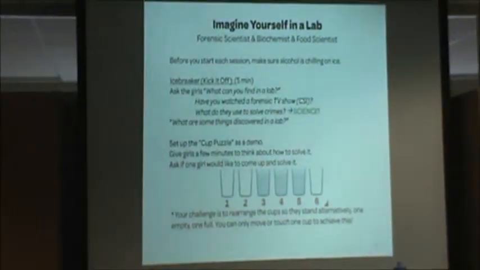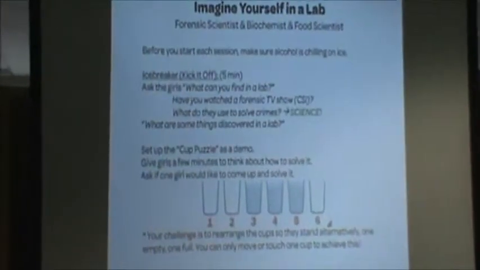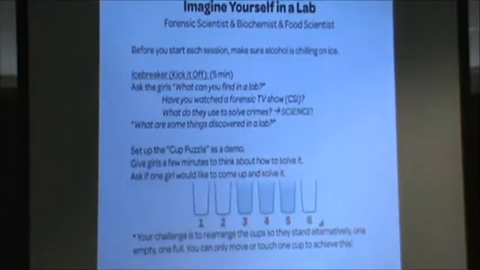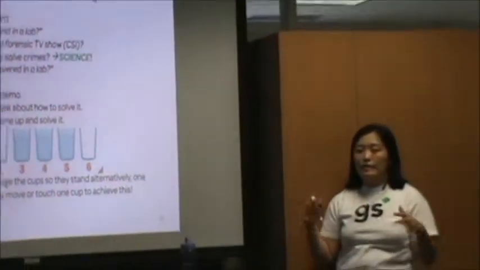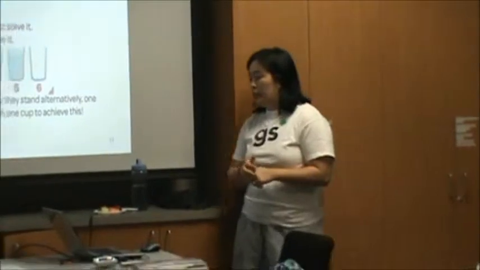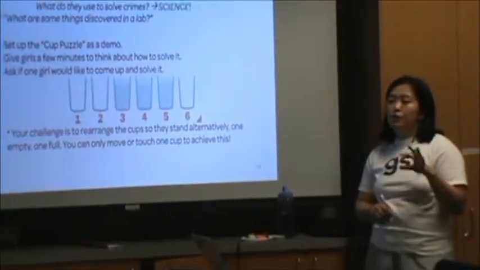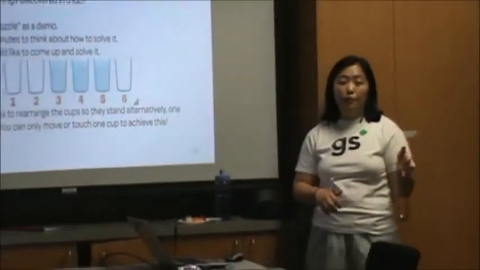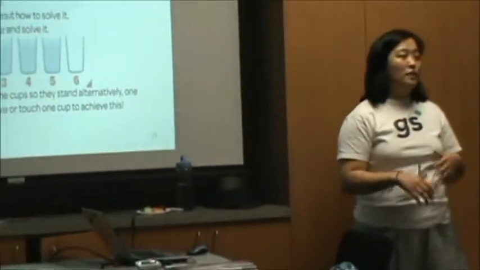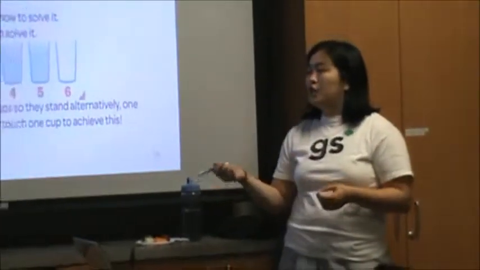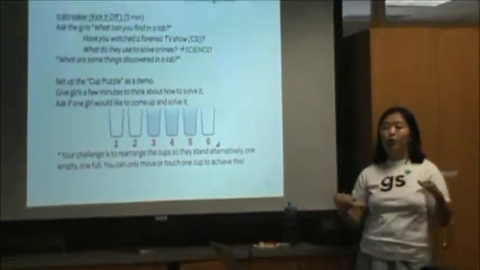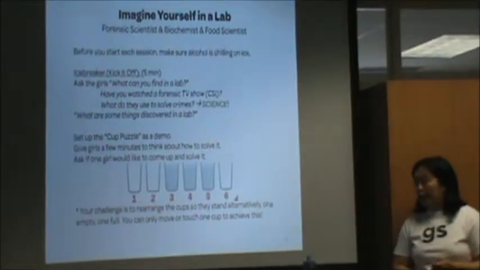So in this module, it's called Imagine Yourself in a Lab. The girls are going to be forensic scientists and a biochemist and a food scientist. So before you start this session, the girls are actually going to use alcohol to separate the DNA out of the banana. So make sure the alcohol is on ice. Make sure it's cold because it works much better. We're actually not going to do the activities from this module, but I'll sort of go through them so you guys have an idea.